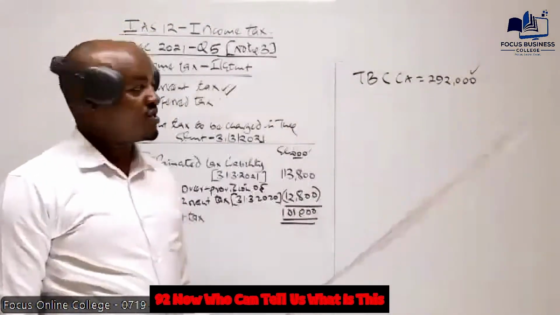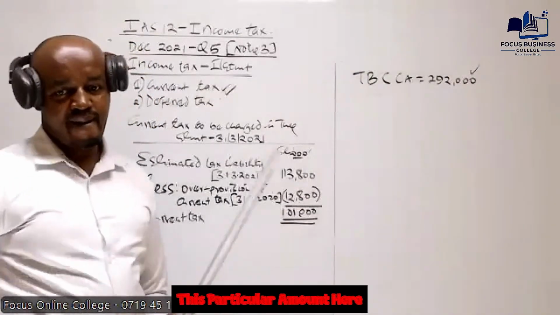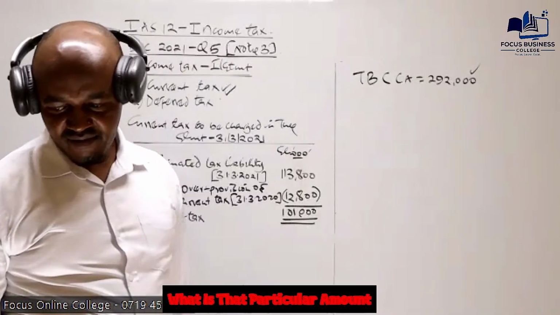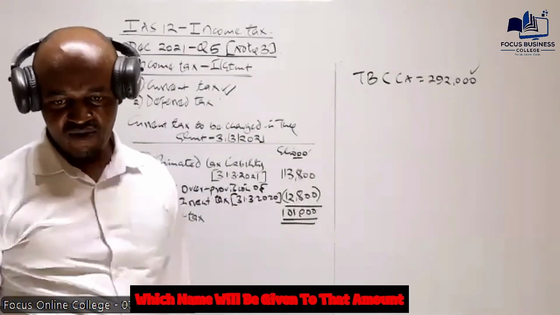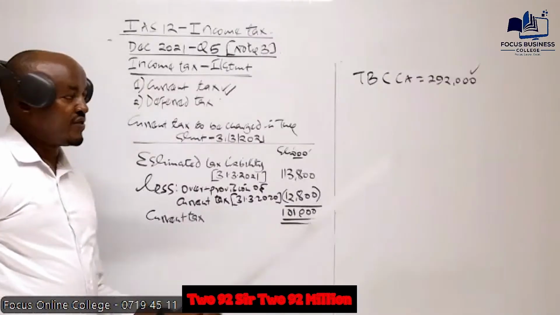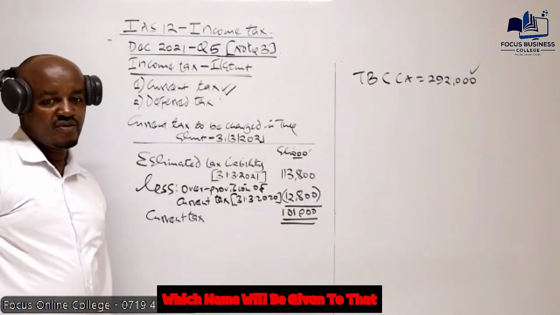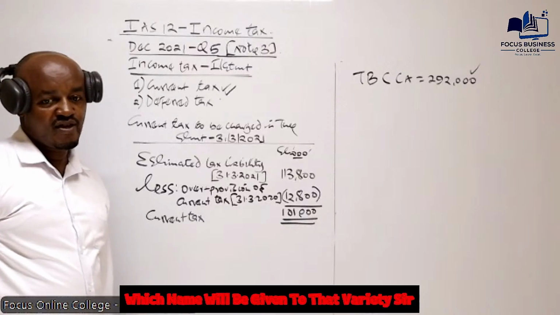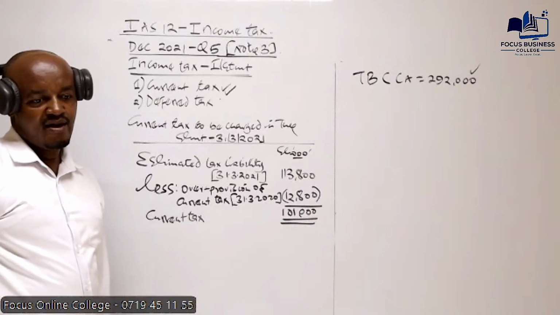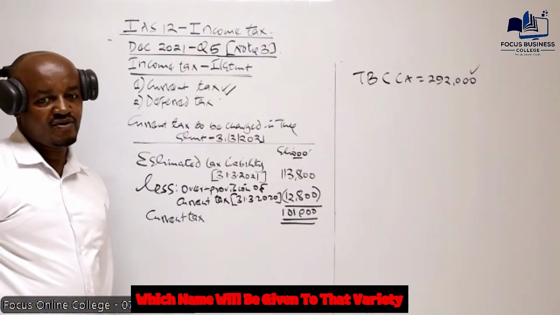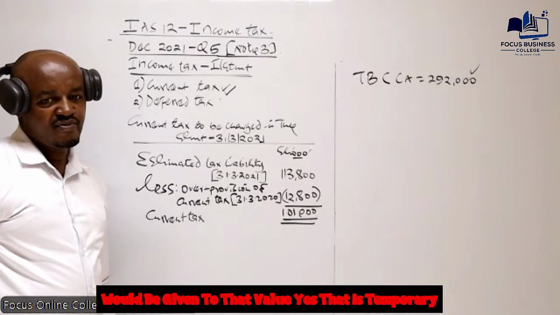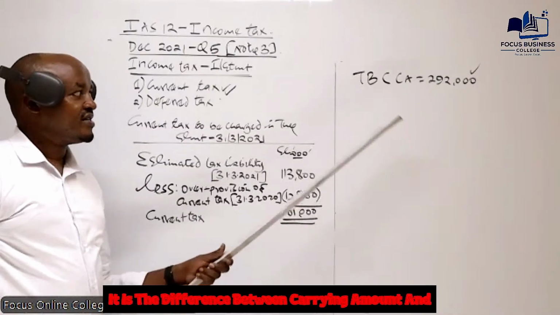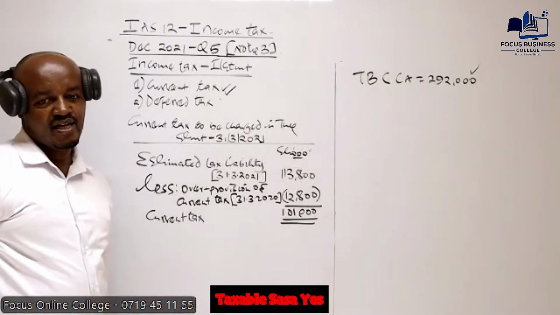292. Now, who can tell us what this particular amount is? What is that amount? Which name will be given to that value? Yes, that is the temporary difference, because you can see it is the difference between the carrying amount and the tax base.